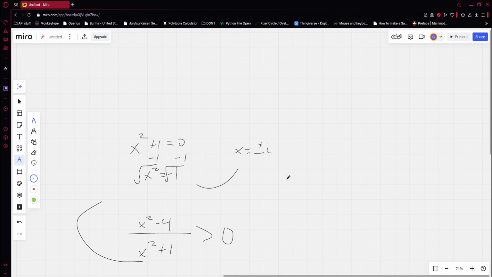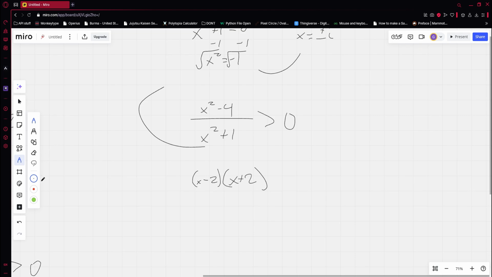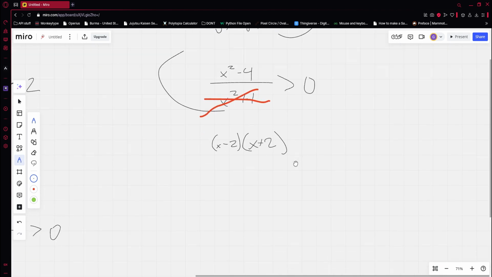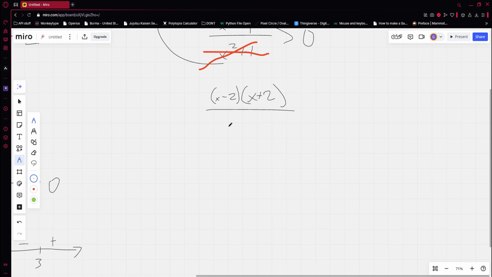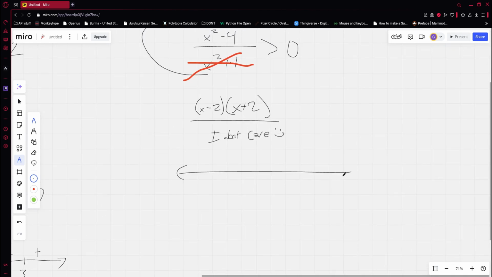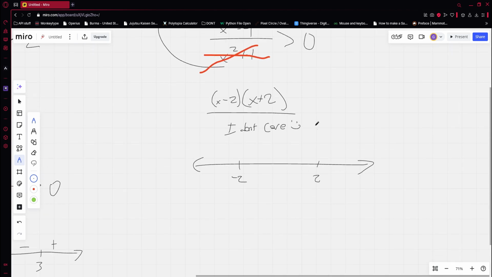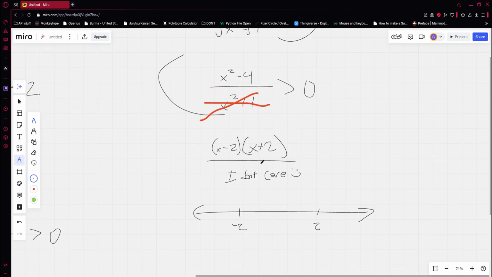What do we do? My favorite thing. Ignore it entirely. Just pretend it doesn't exist. If it's an imaginary number and you can't do anything with it, guess that sucks. Just don't touch it. Just don't worry about it. You got your 2 zeros over, I don't care. Smiley face. And you just do your sign chart as usual. So, -2, 2, greater than 0. We plug in 2 test values.